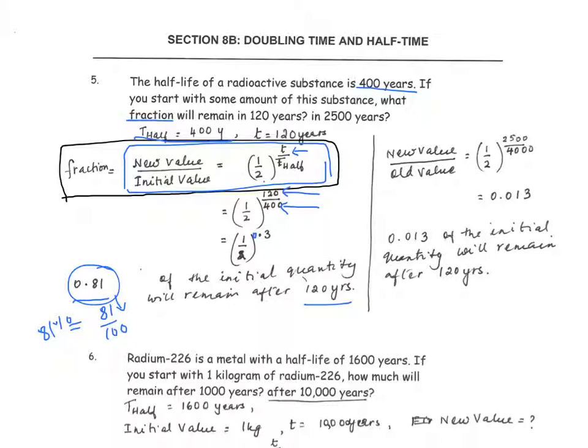Now, after 2,500 years, it's the same thing. Half-life is 400, so T half is 400, not 4,000. 400 years, and 2,500 is the time at which we are interested in that particular fraction of what remains. And when you simplify it, you get 0.013. A very tiny amount, about 1.3% of the substance remains after 2,500 years.